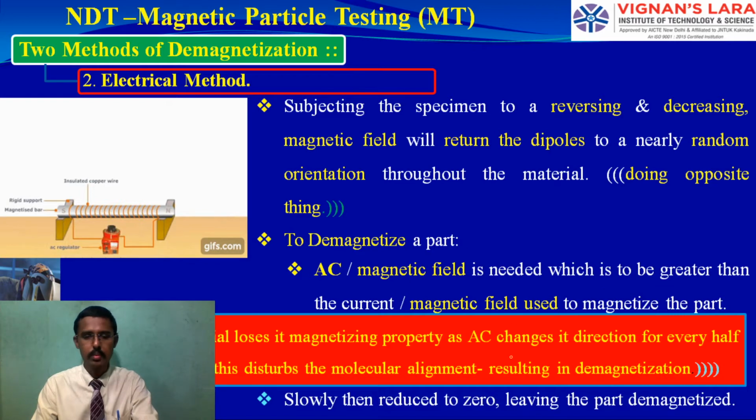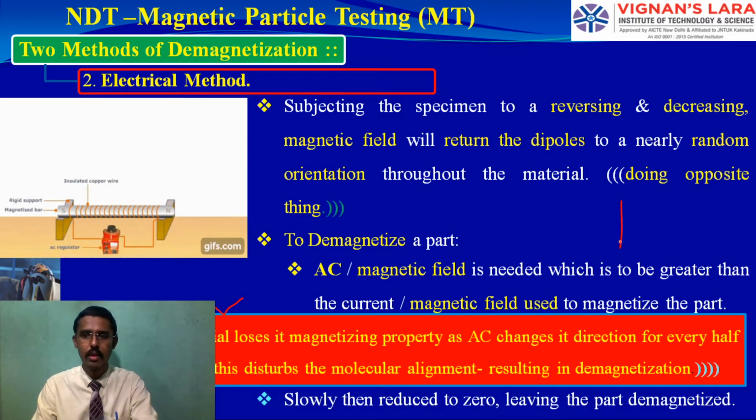So we supply AC current, and then the material loses its magnetizing property, as AC changes its direction for every half cycle.